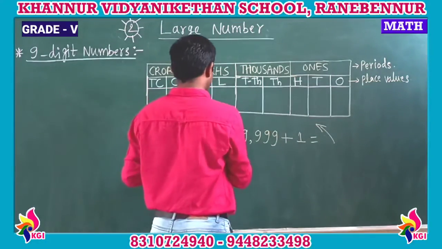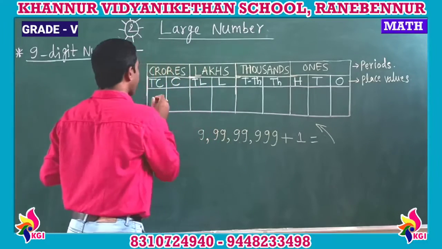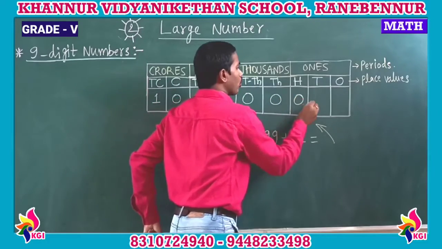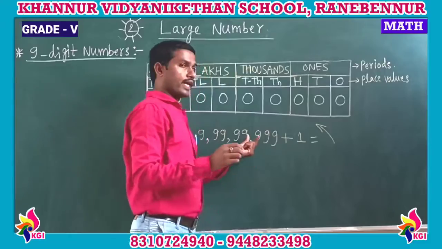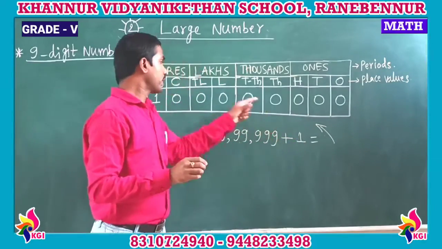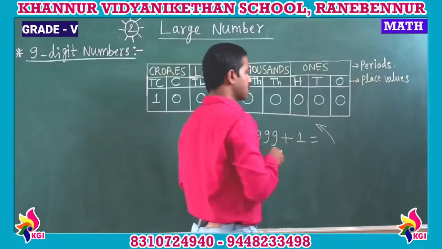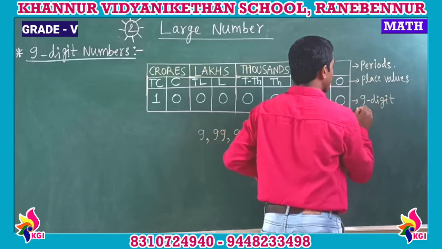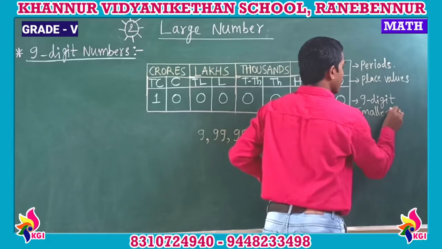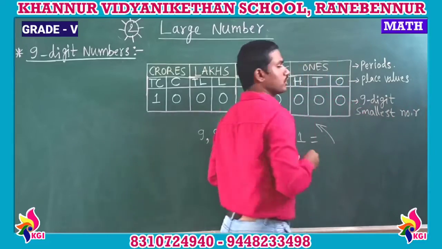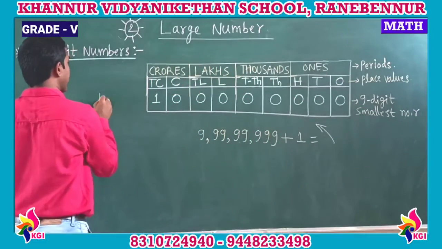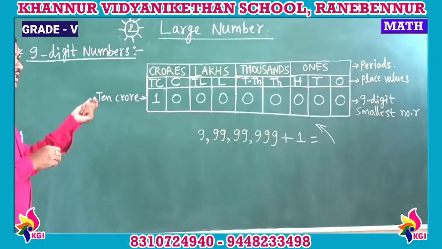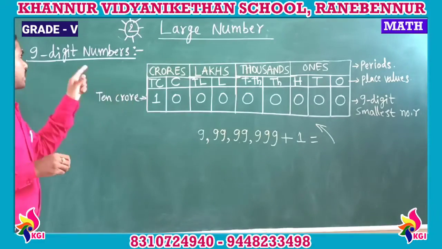Yes, my dear kids, what do we get? 9 crore 99 lakh 99,999 plus 1, we get 10 crore. So this is the smallest 9-digit number. It can be read as 10 crore. This is the smallest number in 9-digit.